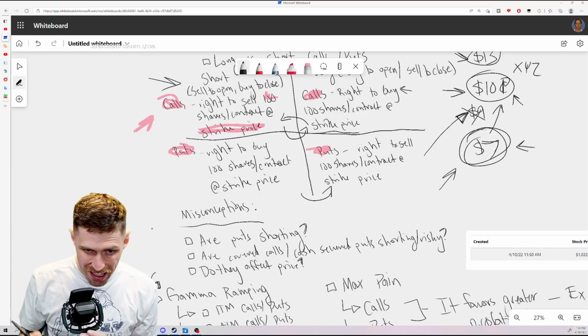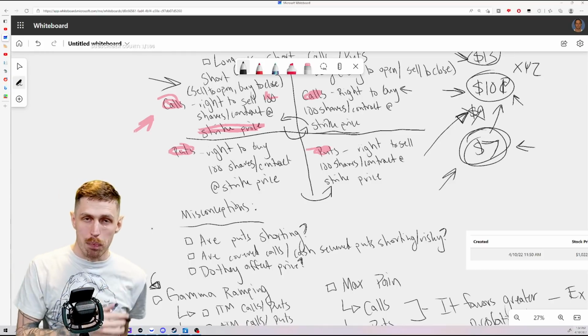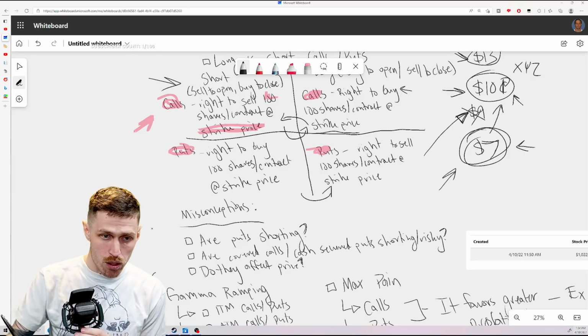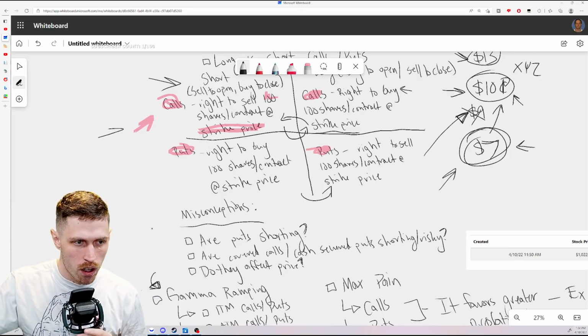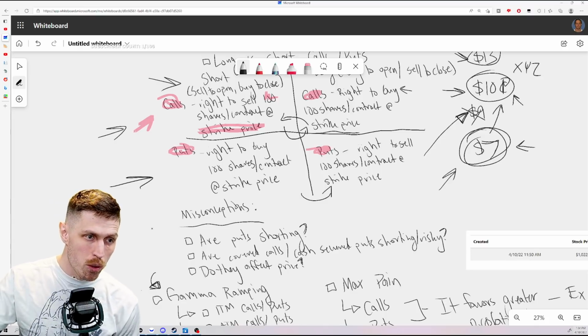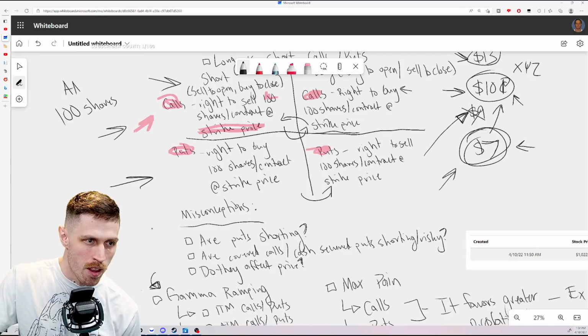Are covered calls and cash secured puts shorting, or risky? You can think of covered calls and cash secured puts, and I consider cash secured puts to be a little more risky, but these are opportunity costs, right? If I'm short a call or short a put, for a covered call, for example, if I'm going to sell one of these, it means I have at least 100 shares per contract that I'm selling. If this is Apple, it means I own 100 shares of Apple.